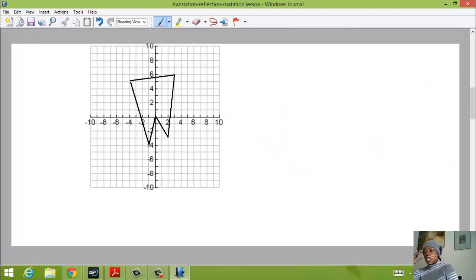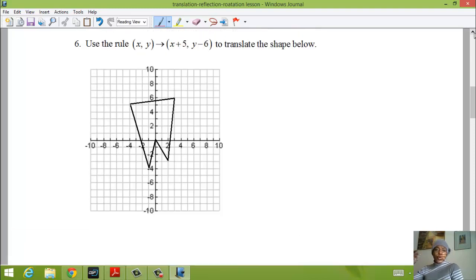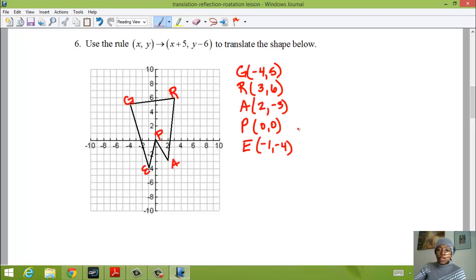Okay, this should be the last example. We're going to use this particular rule to translate this very nice shape here. And hopefully you did this on graph paper. First thing I'm going to do is label our vertices. So here's the situation. We have coordinate x, y, and we need this to become x plus 5 and y minus 6.